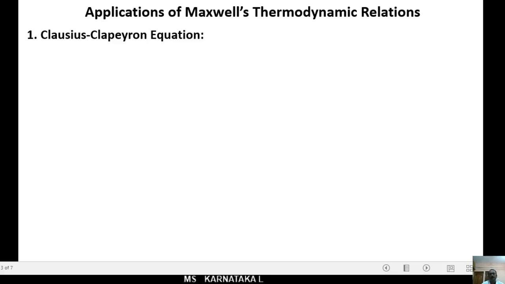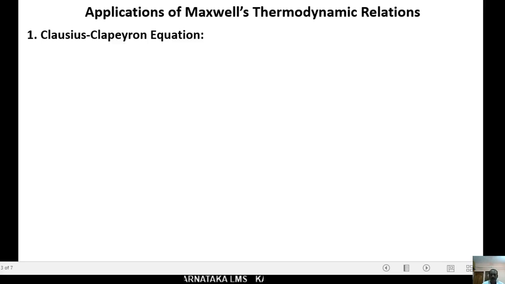There are so many applications, like Mayer's equation Cp minus Cv equals R, the first TdS equation, the second TdS equation, and PV equals RT. These are all derived by using Maxwell's thermodynamic relations, which we already saw in the previous session, that means the 21st session. The four relations you already know. By using these relations, we can derive applications like the Clausius-Clapeyron equation.